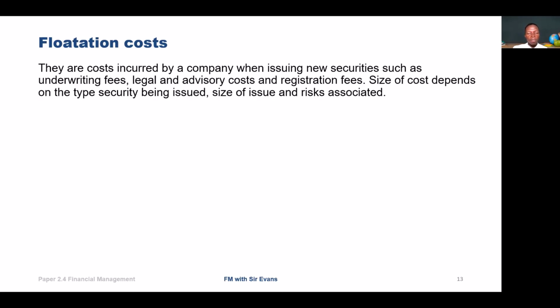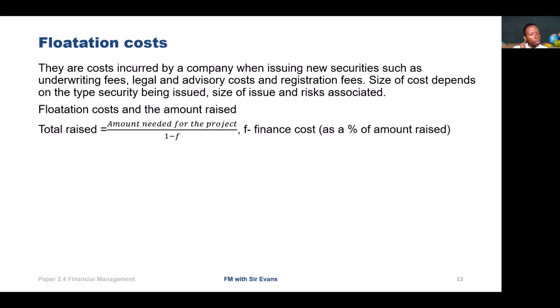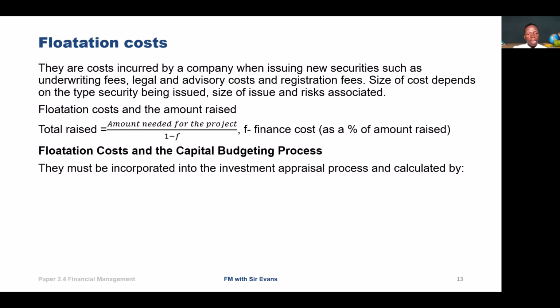They include underwriting fees, legal and advisory costs, registration fees, and so on. The size of the cost depends on the type of security being utilized, and flotation costs and the amount raised. So the total amount raised will be the amount needed for the project divided by 1 minus F, where F is the flotation cost. When we are budgeting, the flotation cost must be incorporated into the investment appraisal process. And we calculate it by two approaches, where RE, the cost of equity, is equal to D1 over market value times (1 minus F), plus G.